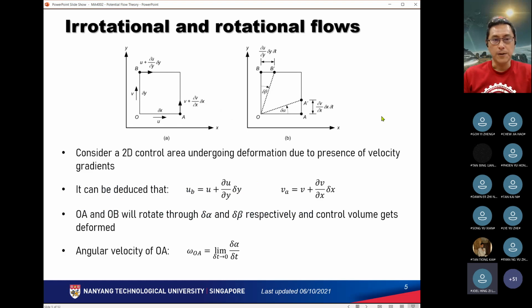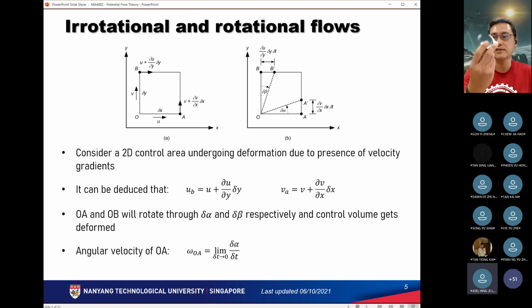Now, as promised, we have to differentiate what I mean by irrotational flows and rotational flows. When we talk about rotational flows or irrotational flows, we do not really particularly mean whether that flow, that control volume or control area of the particular flow area, is really spinning. When we talk about rotational or irrotational in fluid dynamics, we're talking about whether they are being deformed about a particular point.